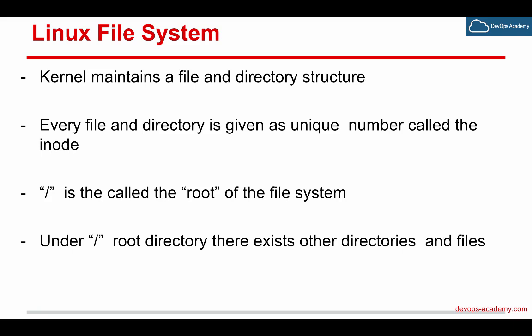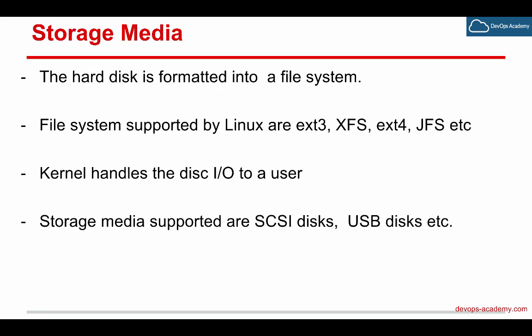So every file and directory is given a unique number called the inode. Every file or directory in a file system is given a unique number. It's called the inode. Slash is called the root of the file system. Under the slash root directory there exist other directories and files. So we will look into that.